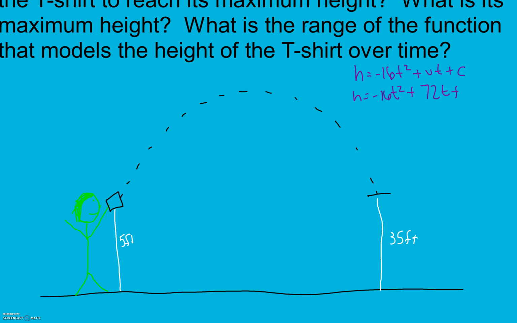And if we look at our picture here, and in the book it's obviously better, this is my t-shirt being ready to be launched. This is the path that it takes until it's caught here at 35 feet. Obviously not drawn to scale because this is 35 feet, and that is 5 feet. That's the person, and that's where the slingshot will let go of the shirt. So our initial height then, where the shirt starts, is right here at 5 feet. So our c value is 5.